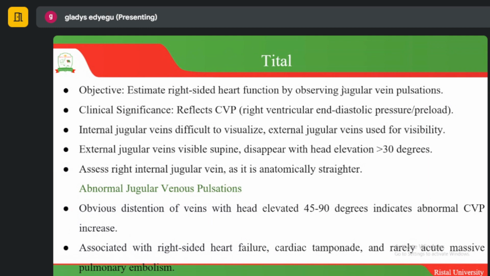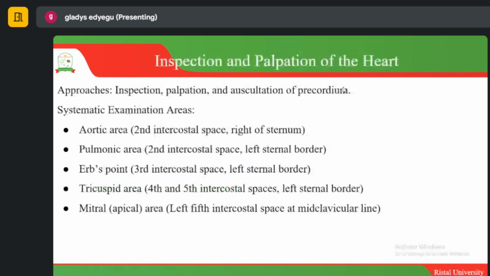Then abnormal jugular venous pulsations. The pulsations around the jugular vein can also show you that there is a problem with your patient's heart. You can read through the slide below this, and it can explain how you can know that there is a problem with this heart.